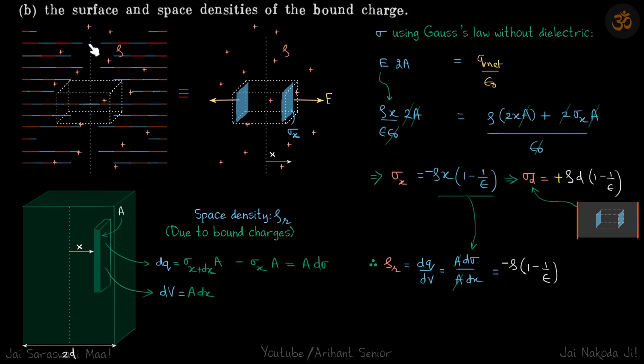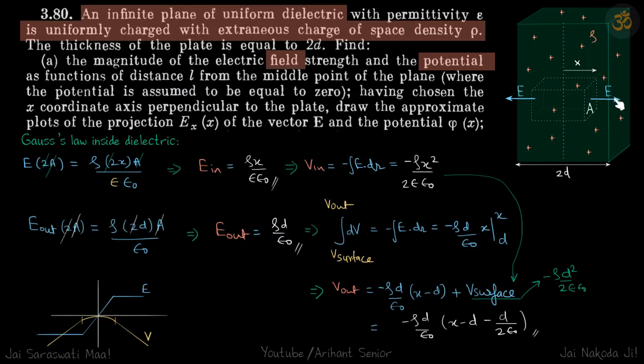Once again, let me quickly recap the whole question. We needed to find the electric fields and potentials. Because the rho is uniform, we did it with Gauss law. Inside the dielectric, we need to put q in by epsilon epsilon naught. From there we found the field, and once we found the field, we could find the potential. The potential inside and outside we could find, and then plotted it.